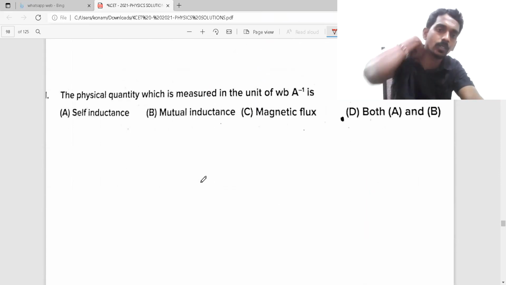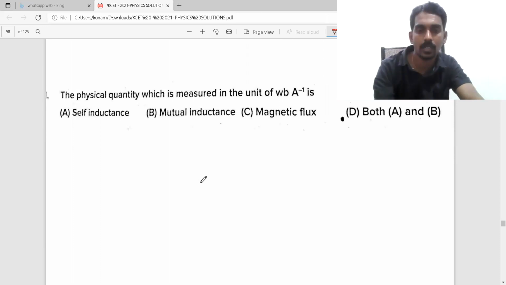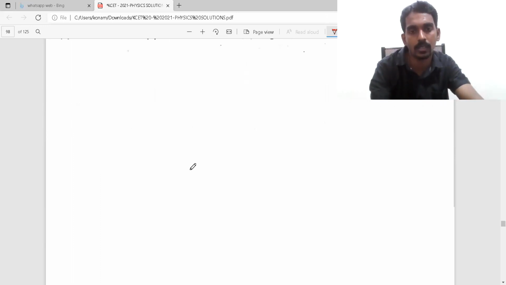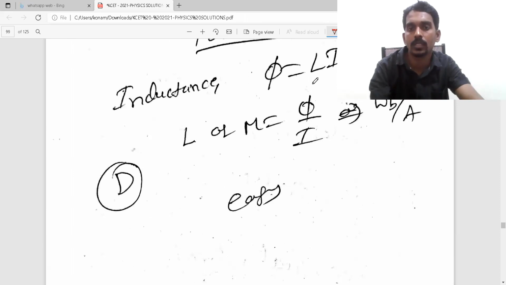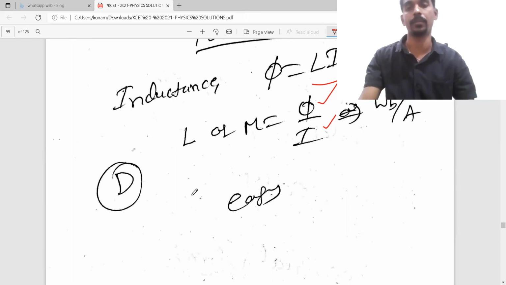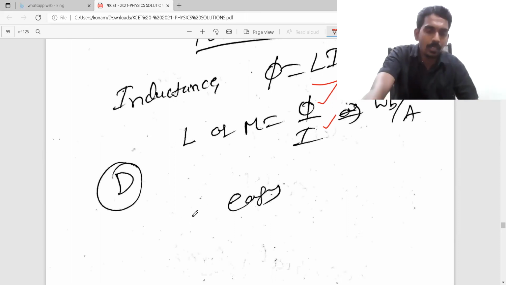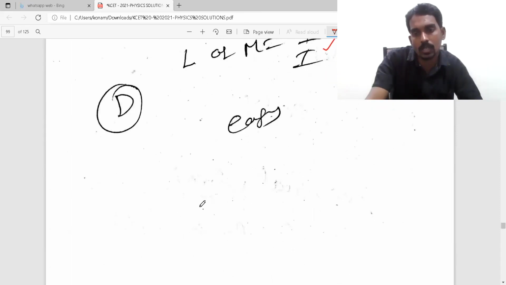Now, this is a direct question, because in the case of self-induction or mutual induction, flux equals Li or Mi, where L or M equals flux by current. Flux means weber, current means ampere. Simple question. You can think of it based on EMI, or on units and dimensions.